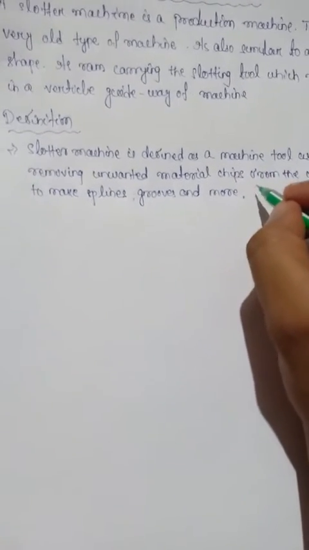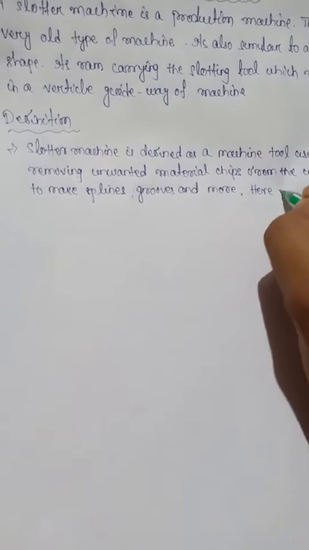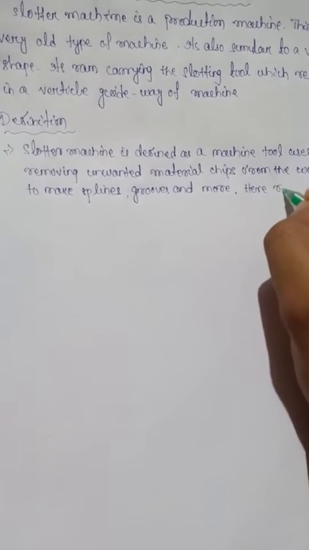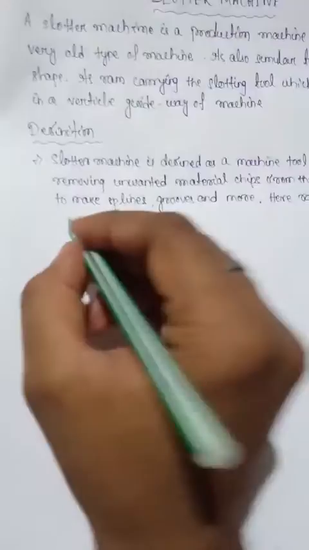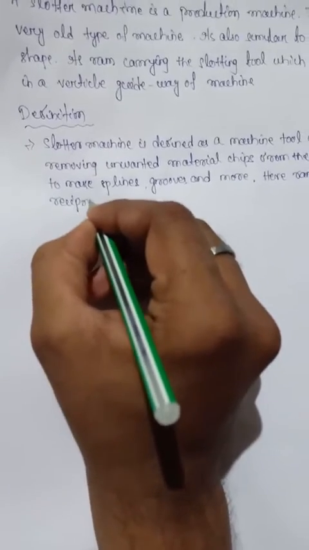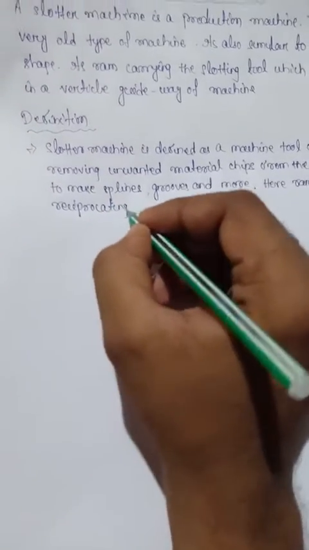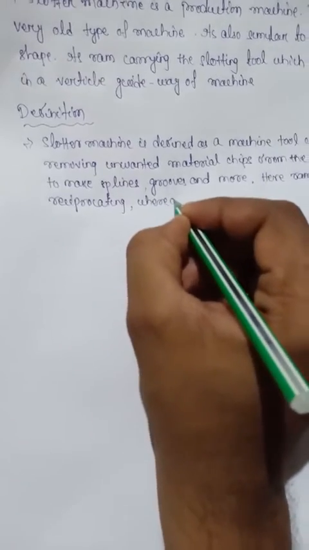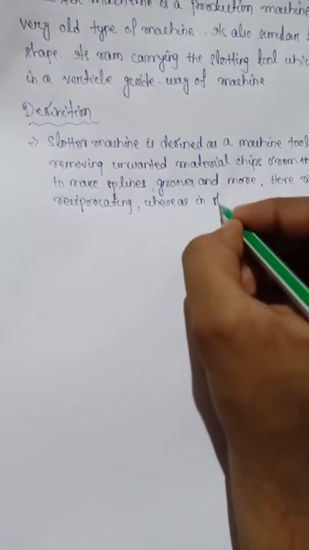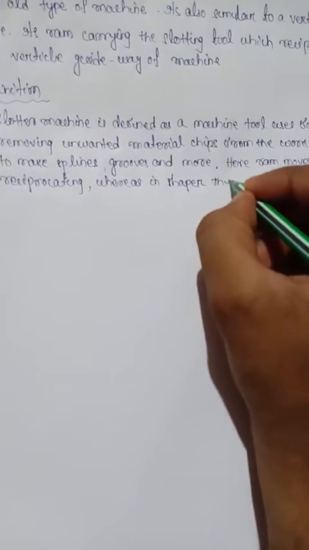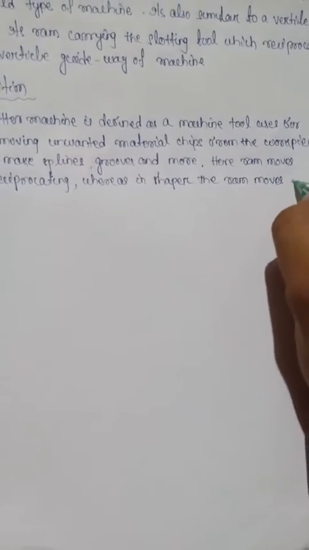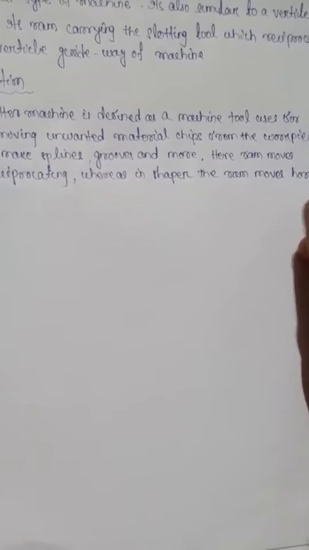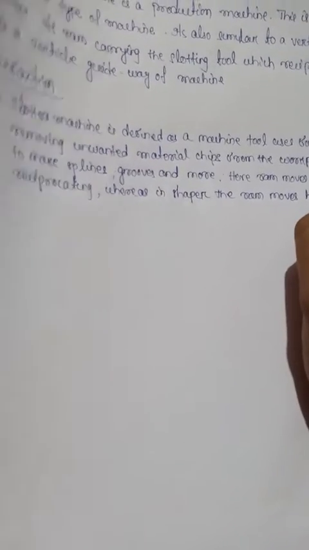And also, here the ram moves reciprocating, whereas in a shaper the ram moves horizontally. So this is the definition of what a slotting machine is.